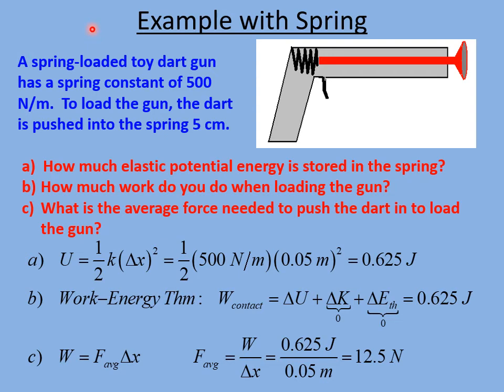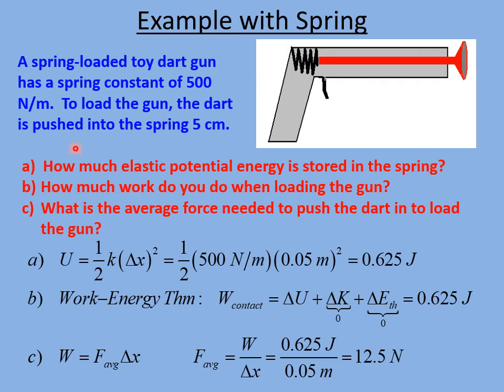Let's look at another example. This is similar to the dart gun problem that we saw before, just approaching it a little different way. A spring-loaded toy dart gun has a spring constant of 500 newtons per meter. Here's the spring all coiled up.